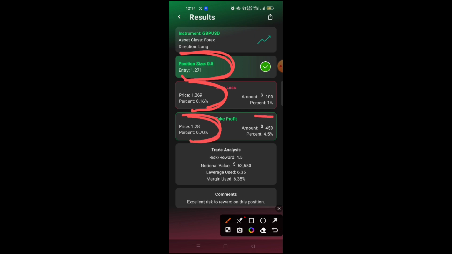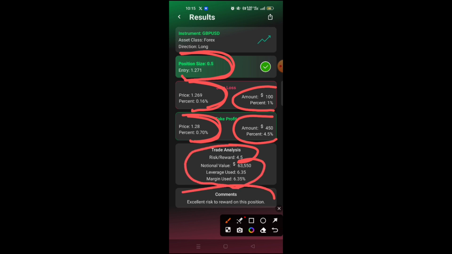So this is the amount in dollars here and the percentage. So I'm risking 1% to get 4.5% of that account. So the risk to reward ratio is 1 to 4.5. Do you understand now? So the margin in your account that is required to take this trade is 6.35% of your account. Hope that is clear now. So you don't really need much of this though, because your leverage already covers for all this.